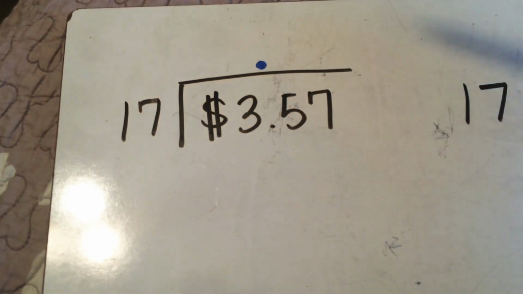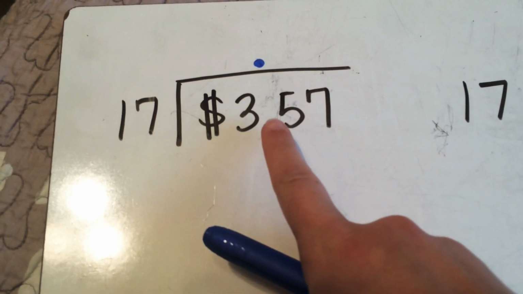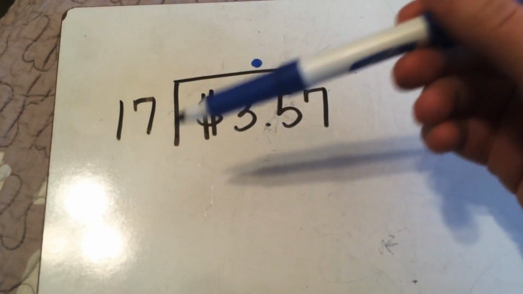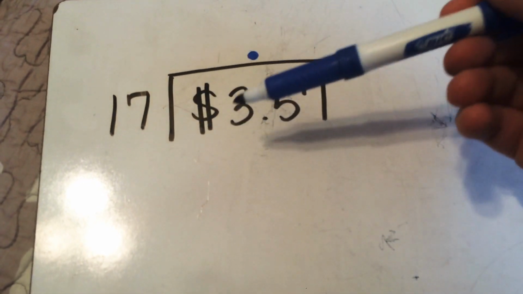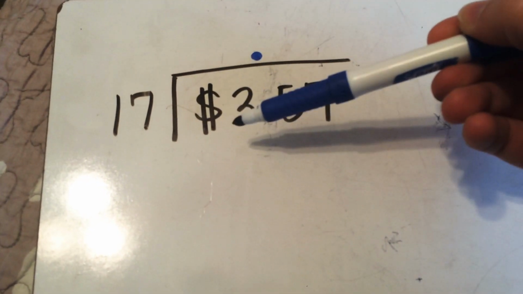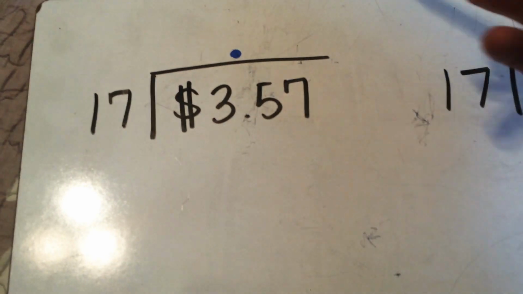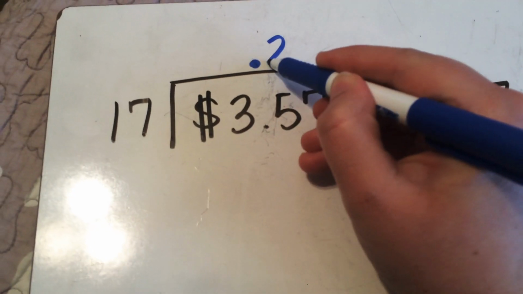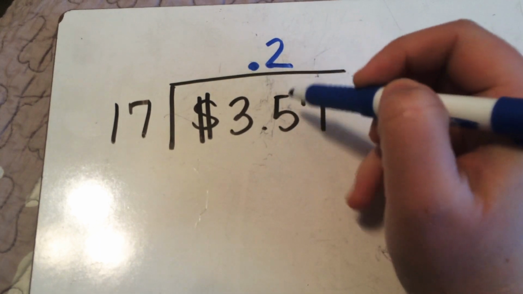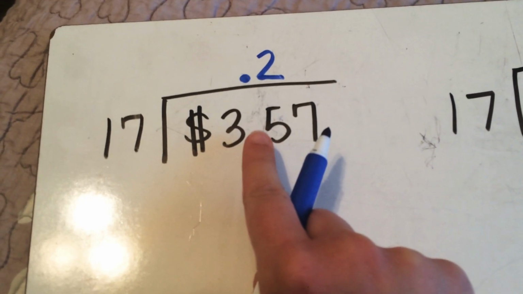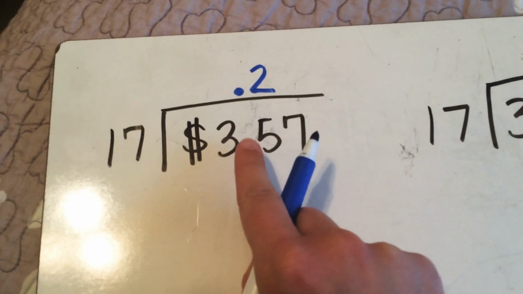So if we normally would divide without the decimal point, we would divide 17 into 35 first, right? And we're going to do the same exact thing. 17 does not go into 3, but 17 does go into 35. How many times? It goes into it 2 times. So you just write your 2 here above the 5, just like you normally would do, even if there was not a decimal point, okay? You just imagine there is no decimal point, even though there is.